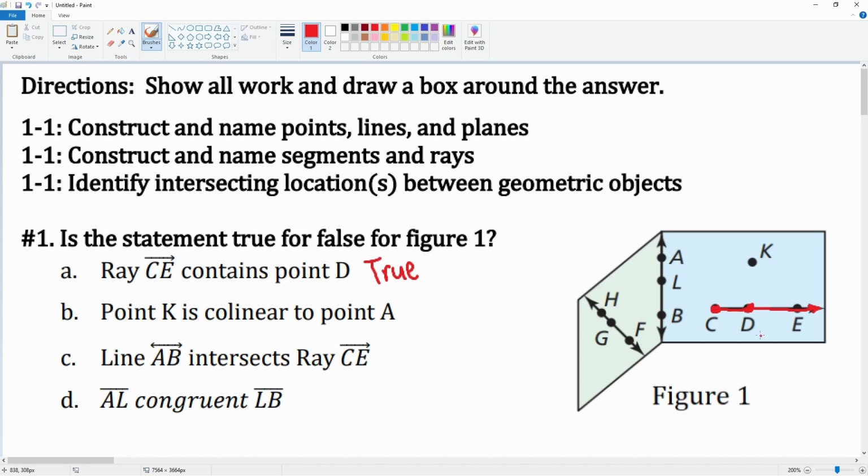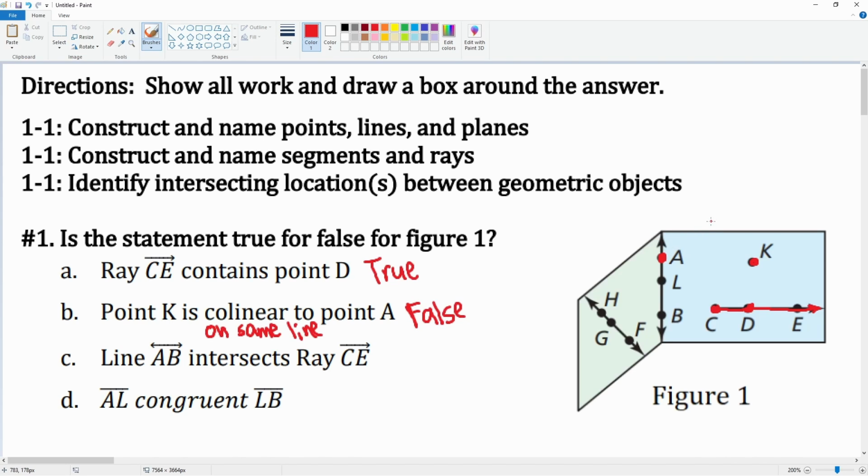B. Point K is collinear to point A. Let's look at point A here. And this is where point K is right here. Collinear means on the same line. If we look at it, they're not on the same line. So here we can write false. They're not on the same line.